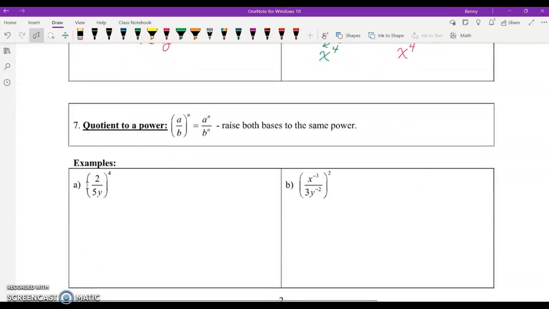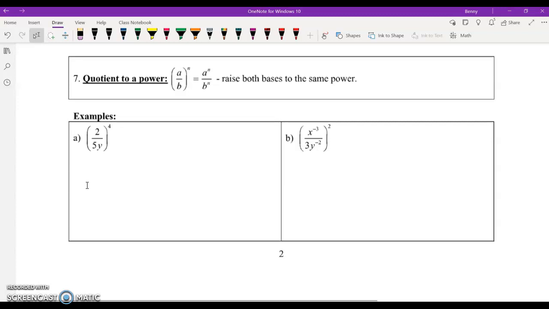Okay, let's move along to rule number 7, and it looks like our final rule. This rule is very much like the previous one, except that now we're looking at a quotient of two different bases raised to a power, but still the rule is the same. Each base is going to get raised to the same power. So in this case, I've got a 2 in the parentheses that's going to be raised to the 4th power. I've got a 5 in the denominator that's going to be raised to the 4th power, and I've got a y that's going to be raised to the 4th power.